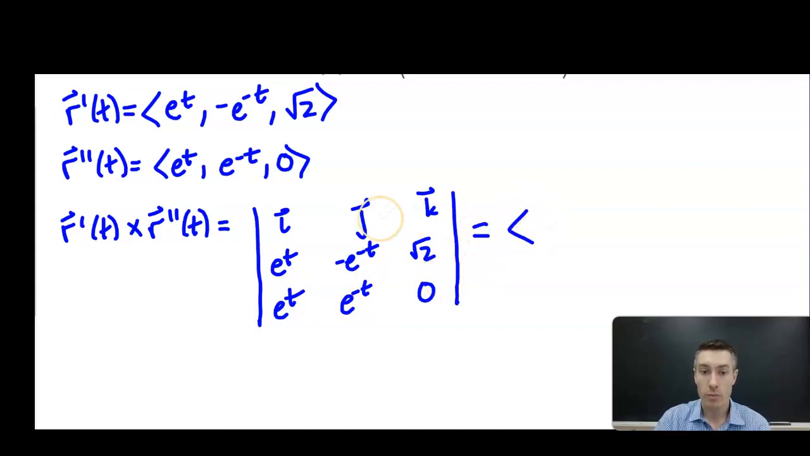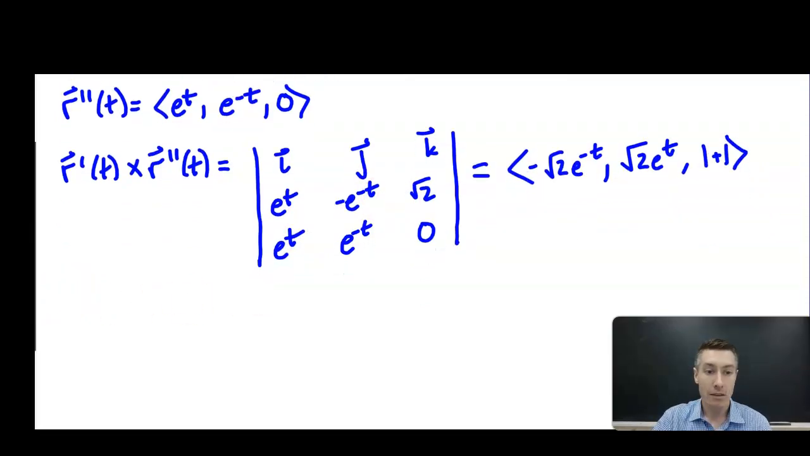Okay, so our cross product vector here is 0 minus square root of 2 e to the negative t, and then 0 minus square root of 2 e to the t, but the j component is negative, so that'll be positive square root of 2 e to the t, and then e to the t times e to the negative t, we add exponents, so that's going to be e to the 0, which is 1, minus negative 1, so plus 1.